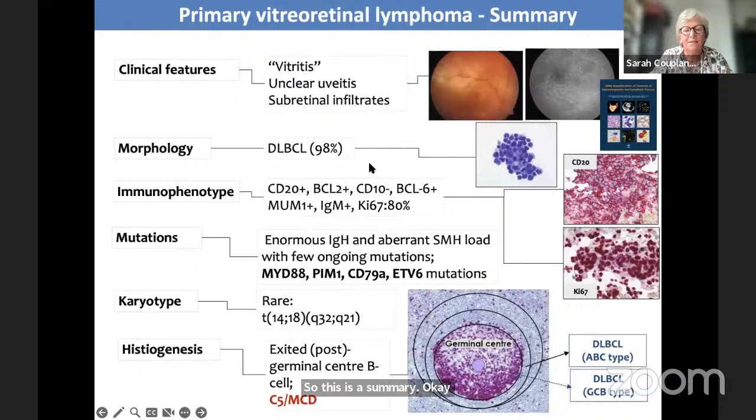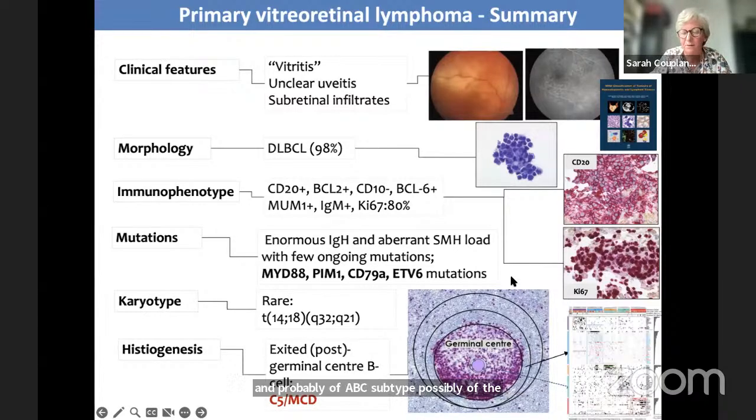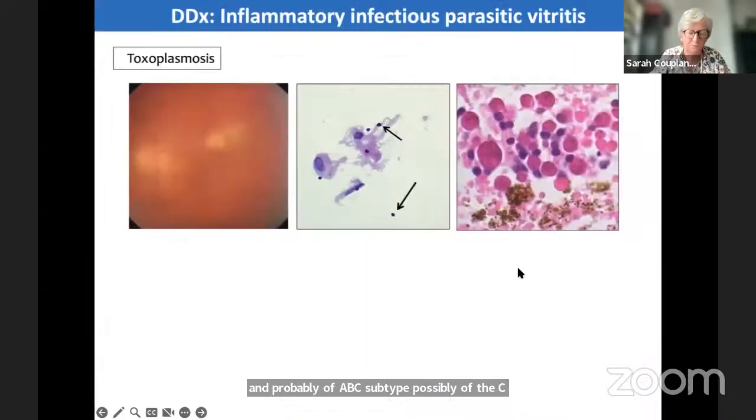The vast majority are B-cell lymphomas expressing either CD20 or CD79A, and they have a huge number of mutations, which I think Anita mentioned in her talk. These are somatic mutations which occur during the so-called germinal center reaction, and these neoplastic cells have probably arisen from so-called post-germinal center B cells, and probably of ABC subtype, possibly of the C5/MCD subtype, again requiring further validation.